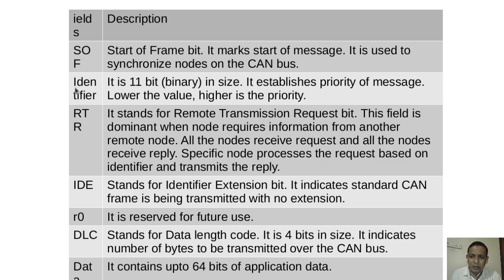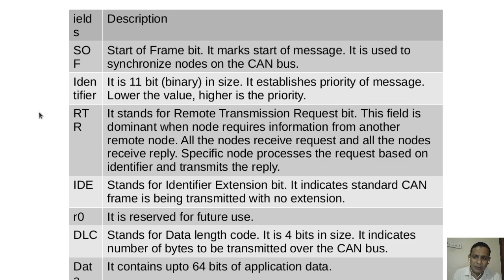The second bit is the identifier. In the case of standard frame, it is 11 bits in size, and it establishes the priority of the message. Lower the value, higher the priority. That we have seen in the CAN class. The lower the value, the higher the priority.